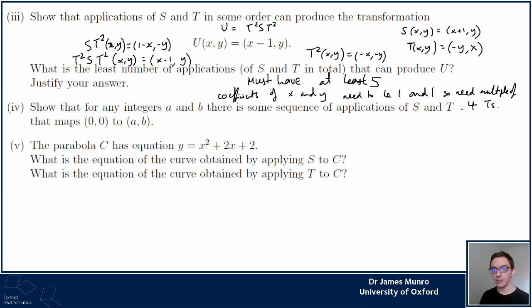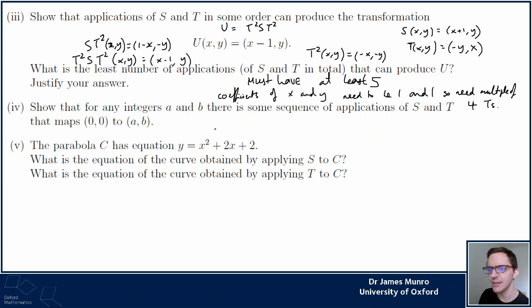Right, part 4: show that for any integers a and b there is some sequence of applications of s and t that maps (0, 0) to (a, b). Okay, so a and b are integers. They could be positive, they could be negative. Maybe we should think about positive cases first. I like breaking down these problems into different cases.